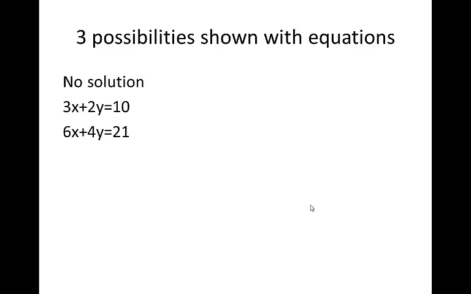What happens when you have a system with no solutions and you're trying to solve it algebraically? Well, here I have an example, and I'm going to use elimination. I want to have the x's cancel, so I'm going to multiply the first equation by -2. Here's my first equation. Here's the second equation.